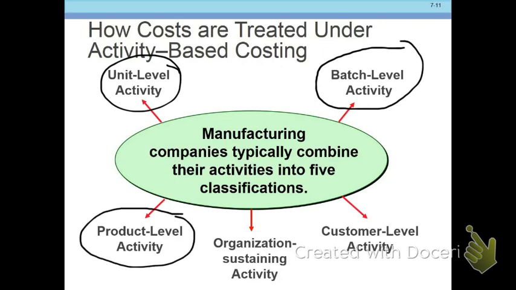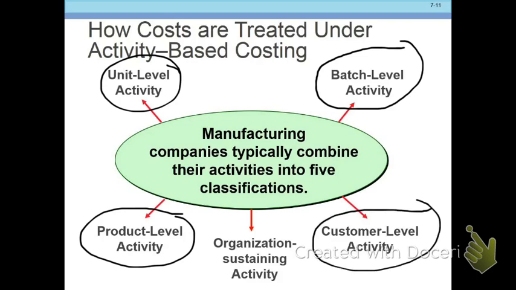And then finally, from a production level, I'm going to get up to product level activities, things such as engineering and quality control. These are activities on the product that I may not necessarily be doing at the unit or batch level. Those 3 I would look at from a manufacturing standpoint, although they could be from other departments, but usually those are going to be from the manufacturing standpoint.